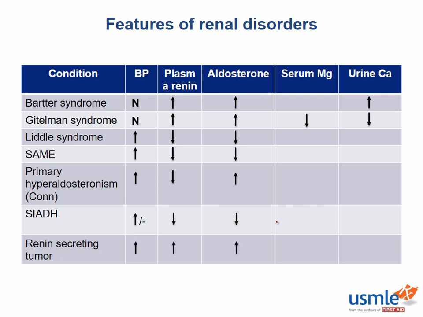Renin is the starting point for the RAS axis, and if there's excess amount of renin in circulation, the downstream consequences will be an increase in both plasma aldosterone and a subsequent increase in blood pressure, secondary to aldosterone-mediated salt and water retention.